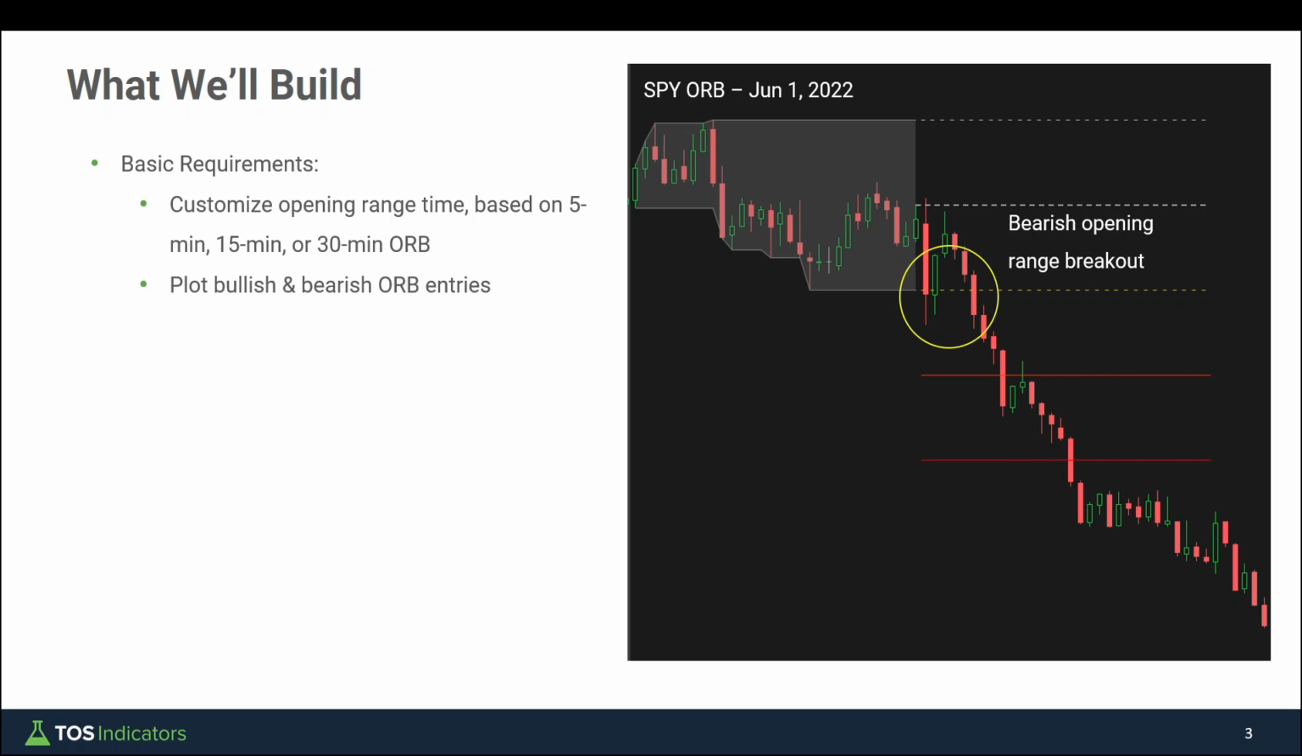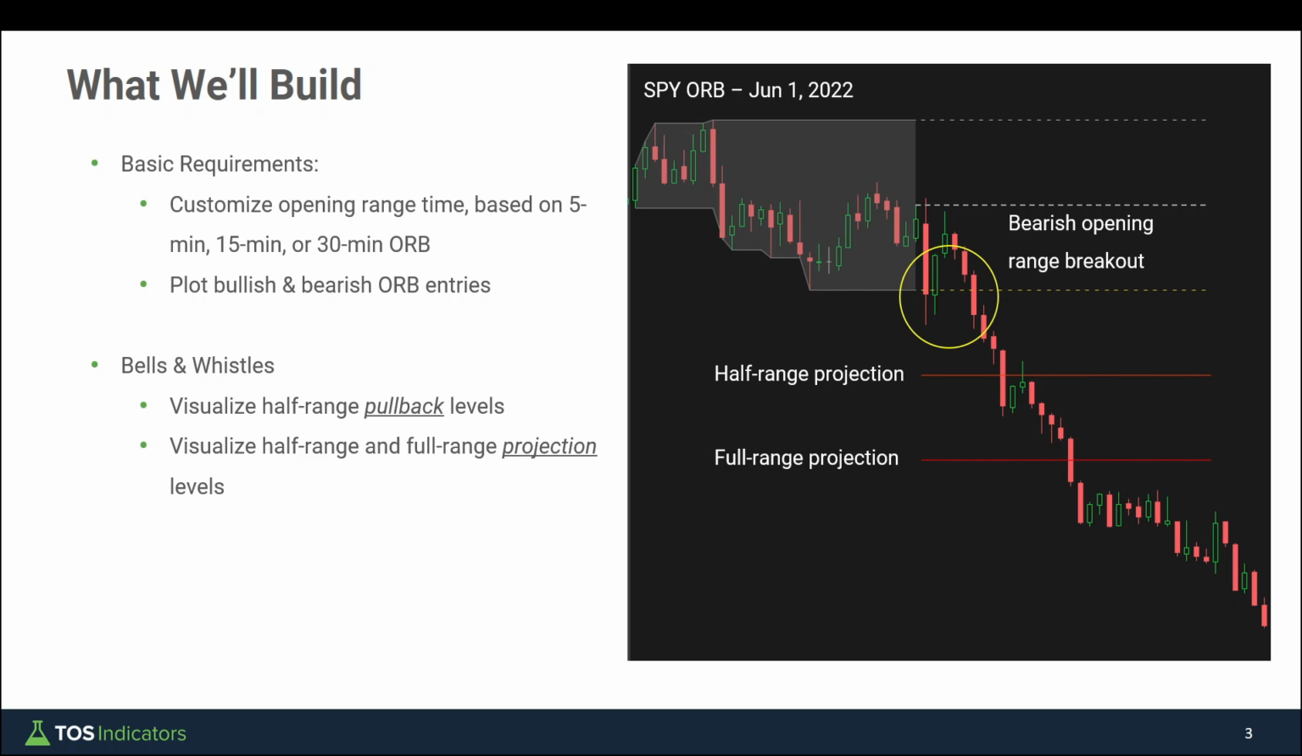The second portion, you should be able to plot bullish and bearish opening range breakout entries, and only after you get those entries should any of these other lines come into play. Things like the projection levels. I'd like to see the pullback levels all the time, but for the projection levels, show me those only if we've broken out in whichever direction we break out. For example, here we have a bearish breakout, only then show me that half range and that full range projection, which is essentially taking this as the half range, projecting that to the downside, and this entire range is a full range, which is projecting to the downside right here.